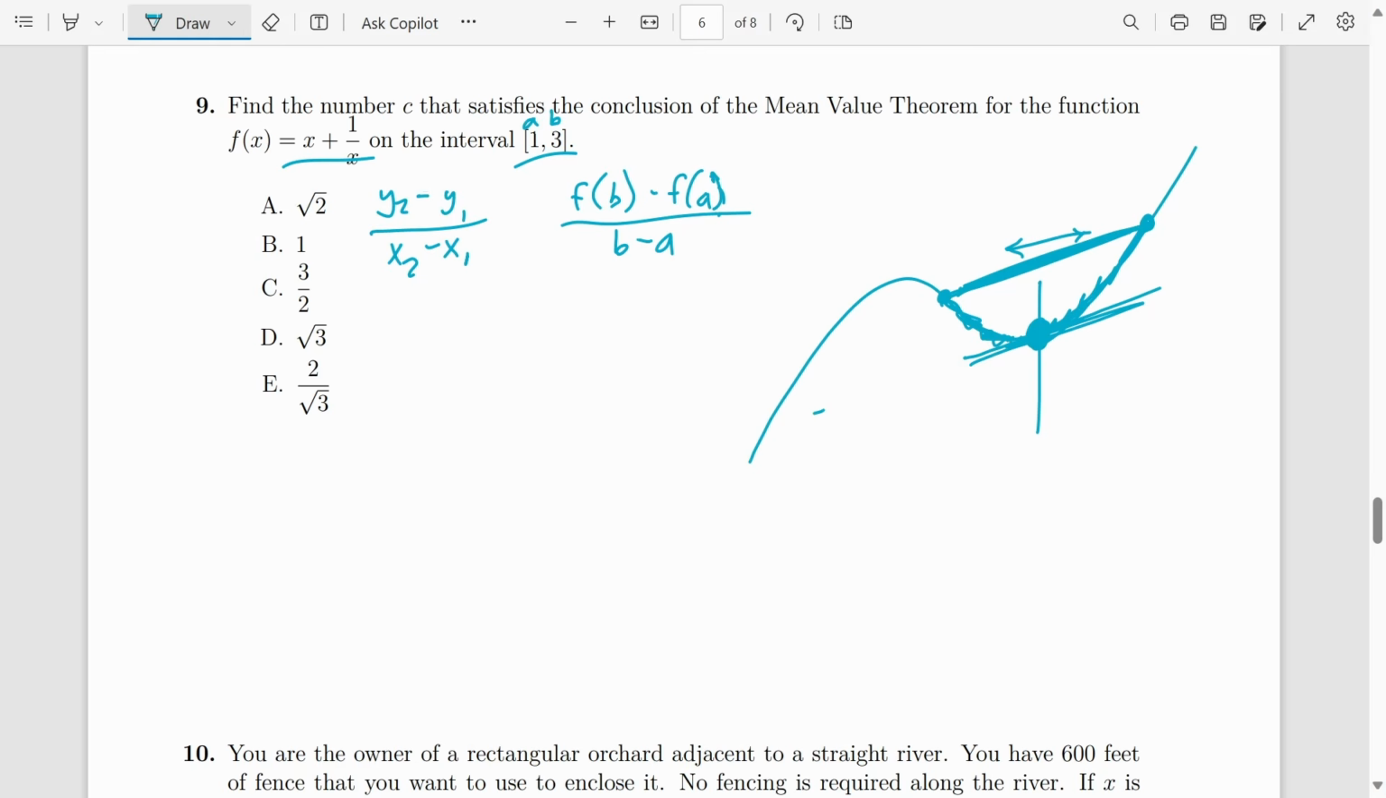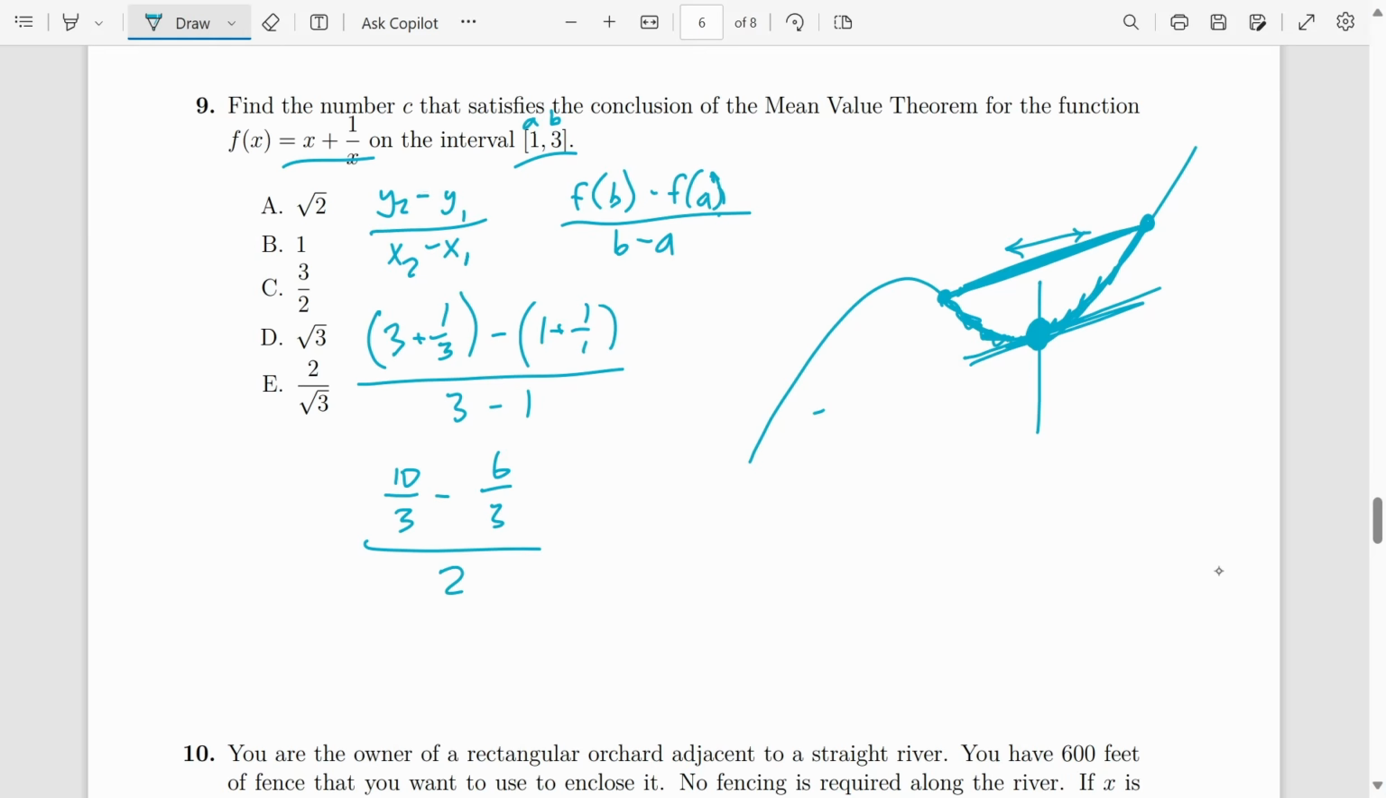So going in and plugging all those in, let's see what we get. f of b, b is 3, so it's going to be 3 plus 1/3, minus f of a, which is 1 plus 1 over 1, all over 3 minus 1. On the top, this left side is going to be 9/3 plus 1/3, that's 10/3, minus 1 plus 1, which is just 2, which is 6/3. I'm setting all these up in a weird way just so that they all have the same denominator, so it's easy to combine them later. And on the bottom, we have 3 minus 1, which is 2.